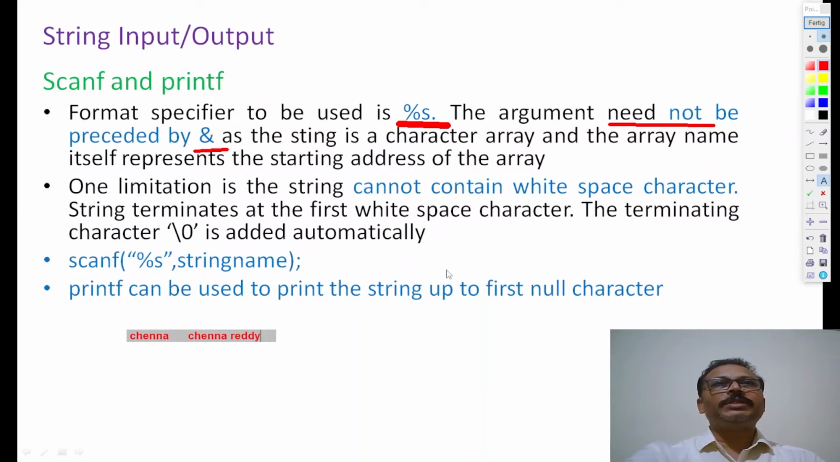So string terminates at the first white space character. So this blank is the first white space character. The terminating character is added automatically. So the format is like this: scanf %s, string name, no ampersand is specified. The format specifier is %s. Printf can be used to print the string up to the first null character.